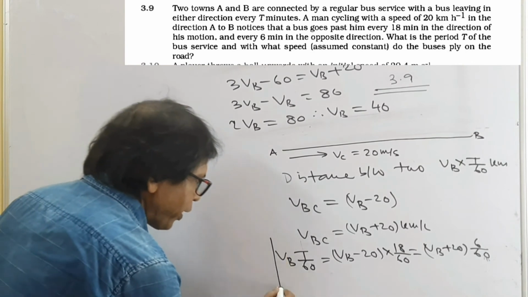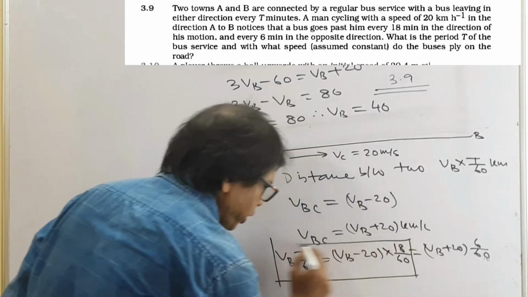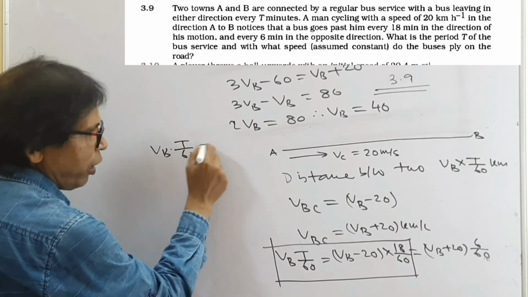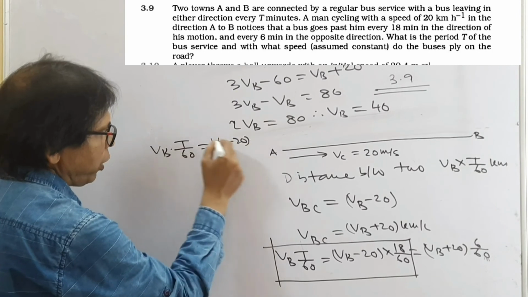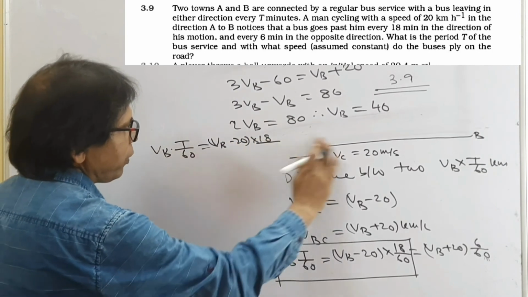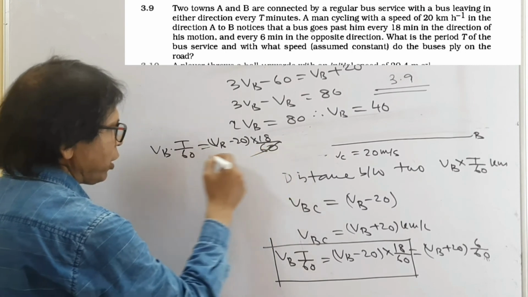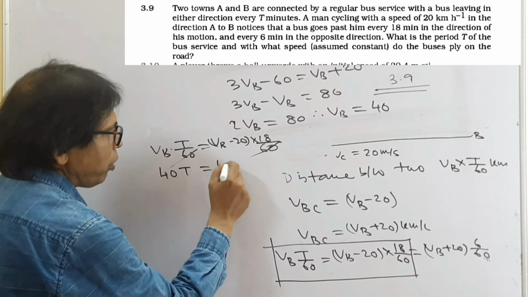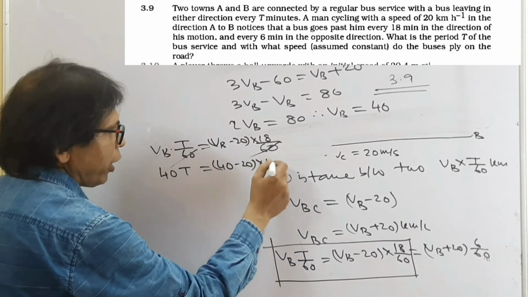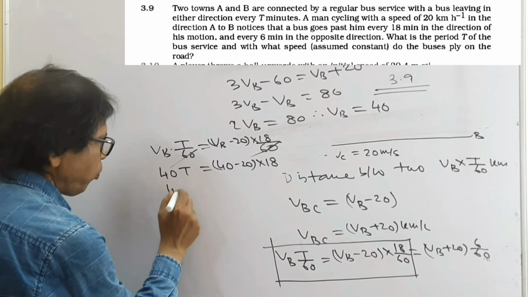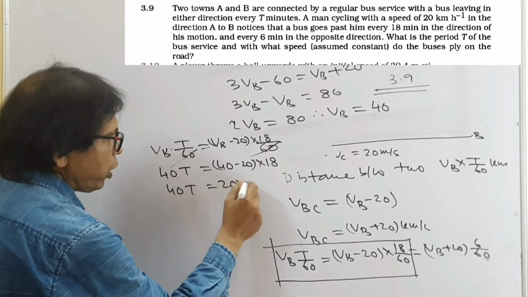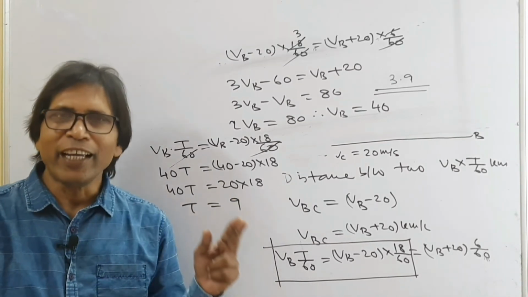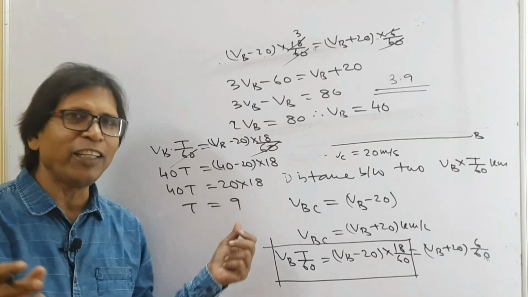So the speed of the bus is equal to 40 km per hour. Now to calculate time t, equate this. So look at this, VB into t by 60 equals (VB minus 20) into 18 by 60. Look at this, 60 cancels out. Now this is 40 into t, and this is (40 minus 20) into 18. So 40 into t equals 20 into 18. So t equals 9. So the interval between two buses is 9 minutes.